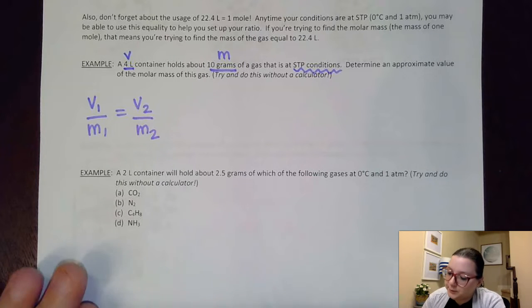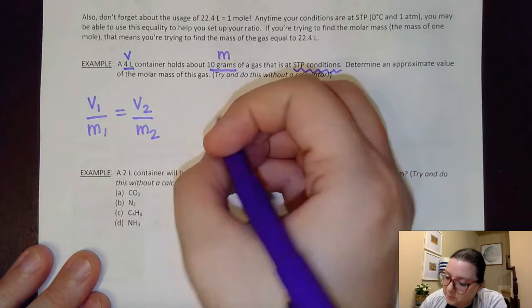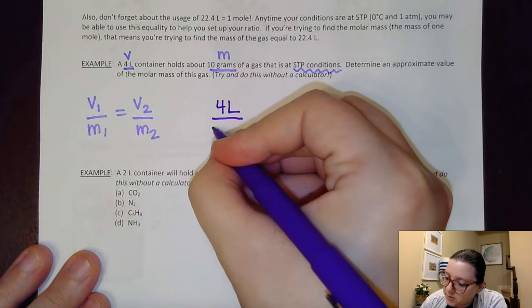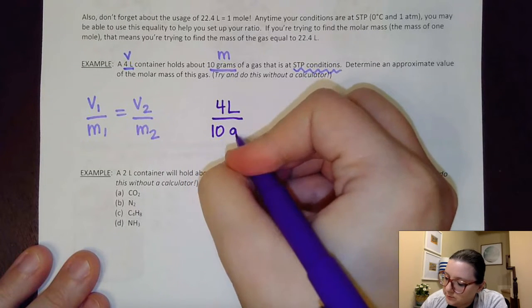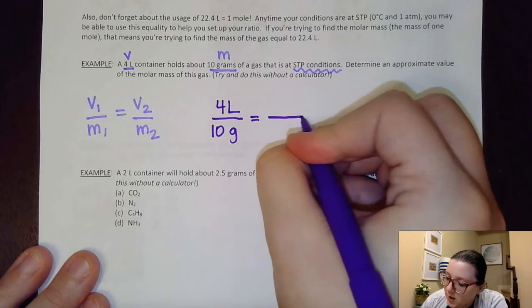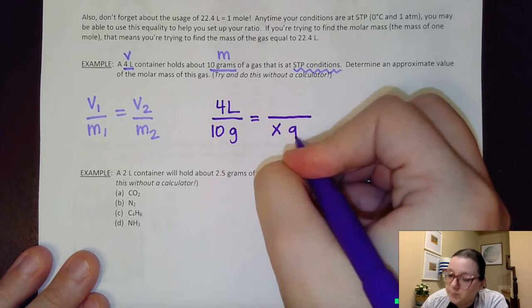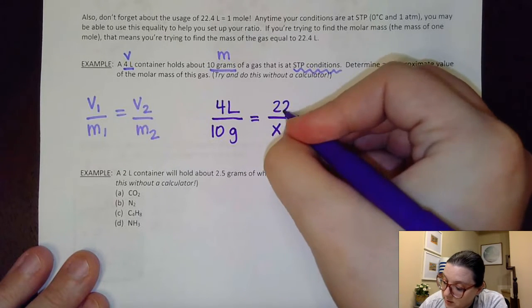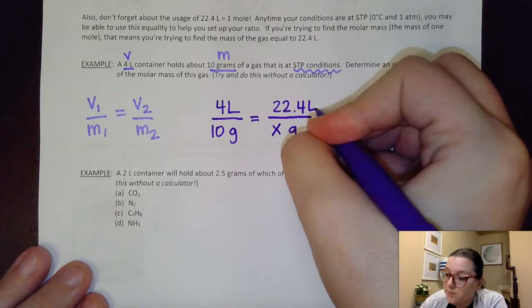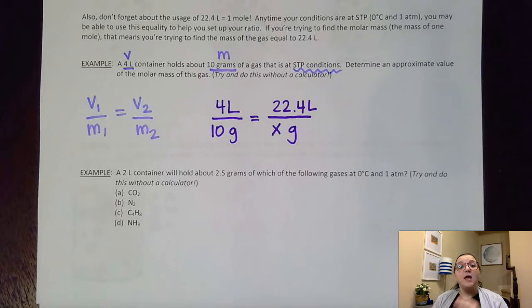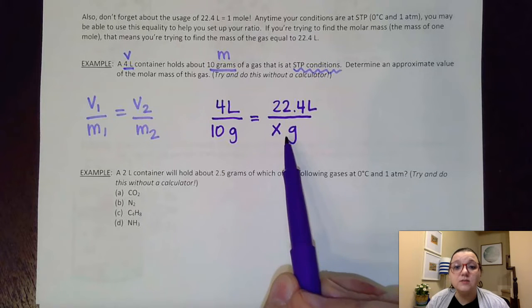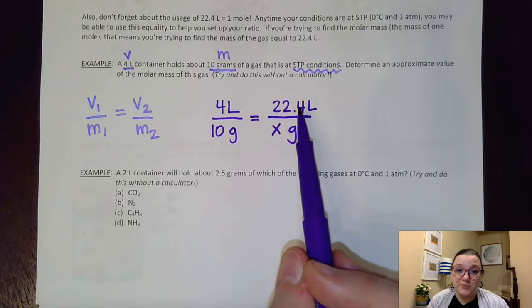So to set us up here, I would say, I have 4 liters for my initial mass of 10 grams. I'm trying to figure out how many grams, so I'm going to put x number of grams, goes along with 22.4 liters. Because I know I'm at STP conditions, and so if I'm at STP, then 1 mole, the molar mass, would be equivalent to 22.4 liters.